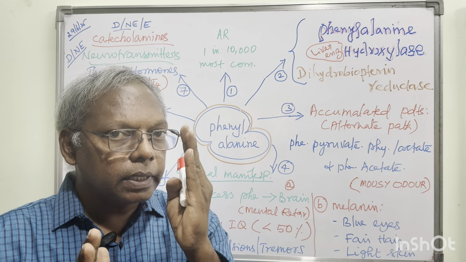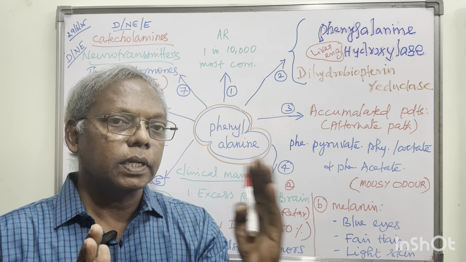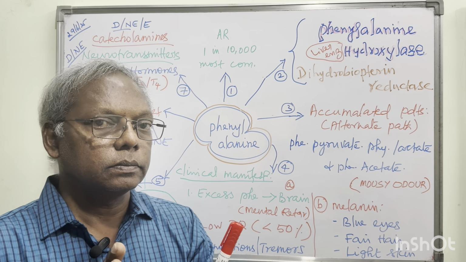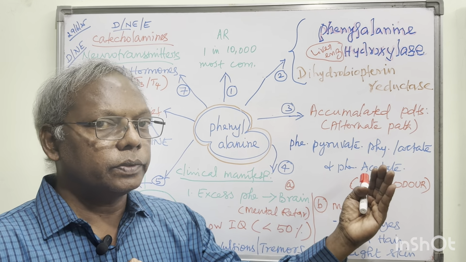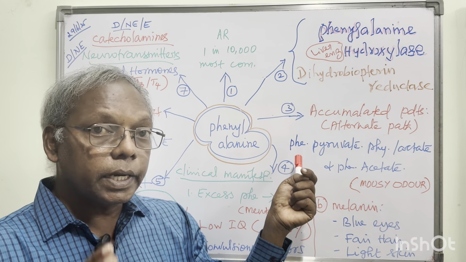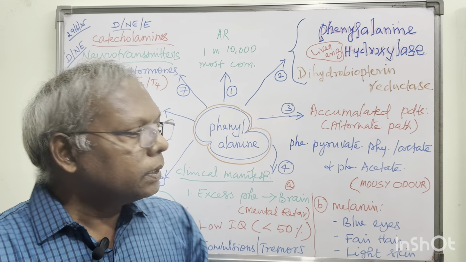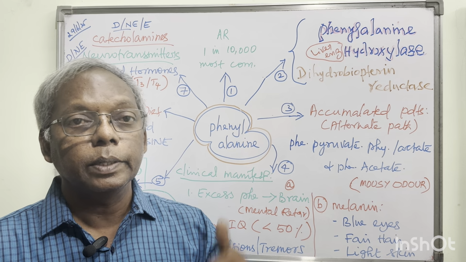Here the problem is that the enzyme phenylalanine hydroxylase is not able to convert phenylalanine to tyrosine because of the absence or defect of the enzyme. So this phenylalanine goes for the alternate pathway, where three alternate products are synthesized: phenyl pyruvate, phenyl lactate and phenyl acetate. This phenyl acetate produces a mousy odor in breath and urine.